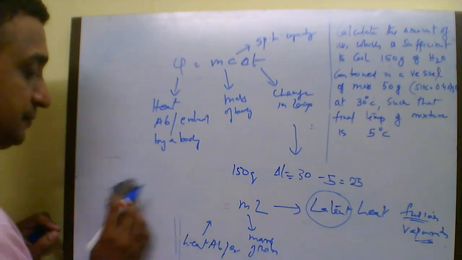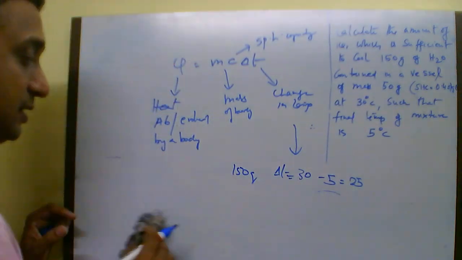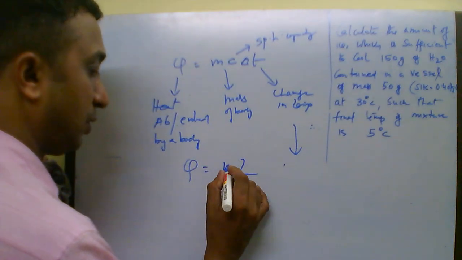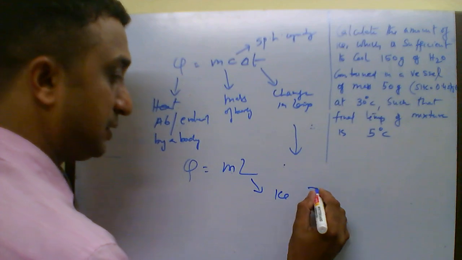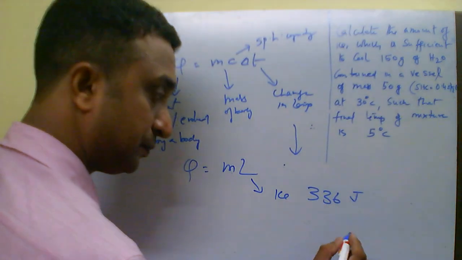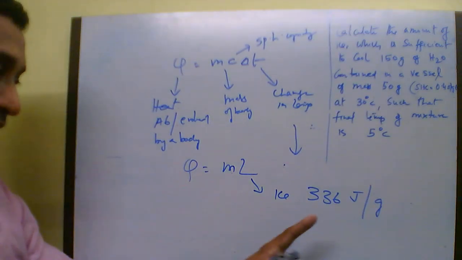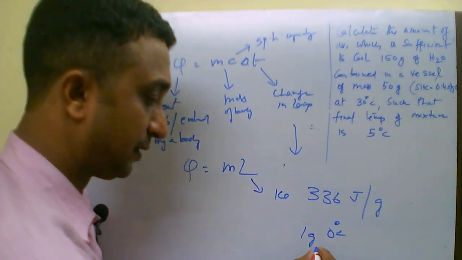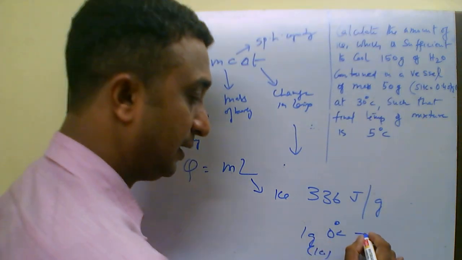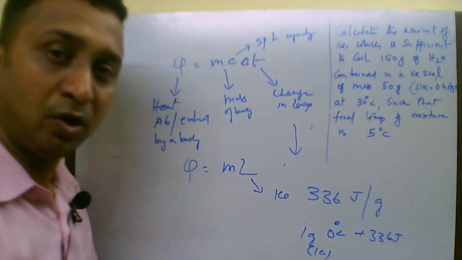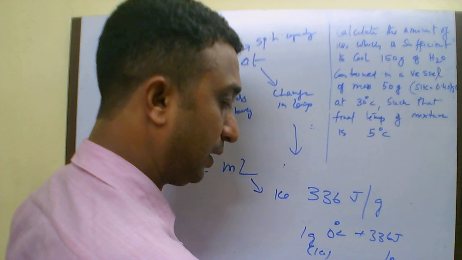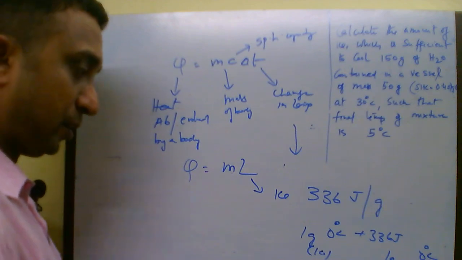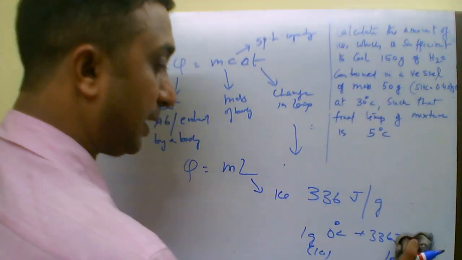Now for ice, this is the second equation, Q is equal to m into L, and for ice, the L value is 336 joules per gram. It means 1 gram of ice at 0 degrees Celsius requires 336 joules of heat to get converted into 1 gram of water at 0 degrees Celsius. So that's the meaning. Hope you understood the two equations. Now let's get back to the question.